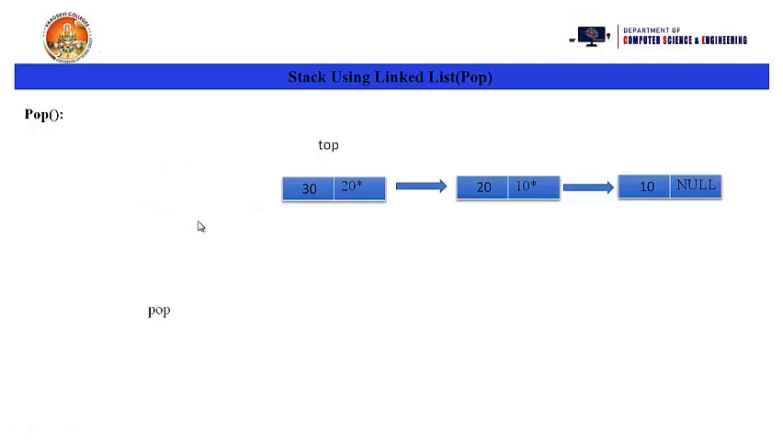Then I want to pop one more element. The top will be moving to the next node by using top tends to link. What is the top tends to link here? The 20 pointer. So it is moving to the 20 node by using that statement. Before that we need to take one more name to this particular 30 node. Then top will be moved to the next node, then you can erase the memory.